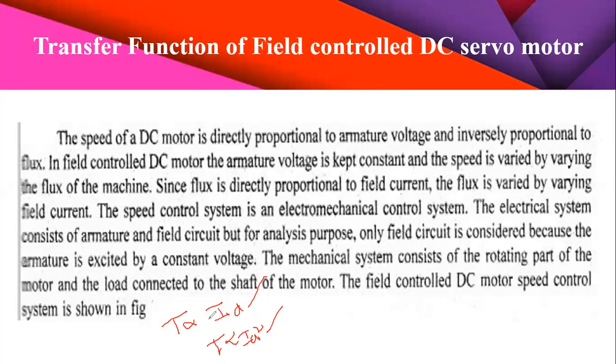So this condition applies to the DC shunt motor, and this condition applies to the DC series motor. Okay, so from these two conditions we can simply say that the speed of a DC motor is directly proportional to the armature voltage. This condition we can apply from the EMF equation. E is equal to P phi N Z divided by 60A. So this is the EMF equation formula, right?